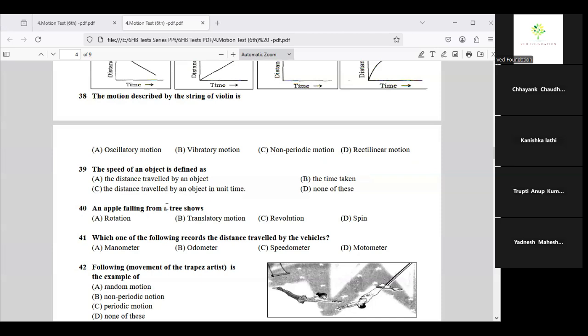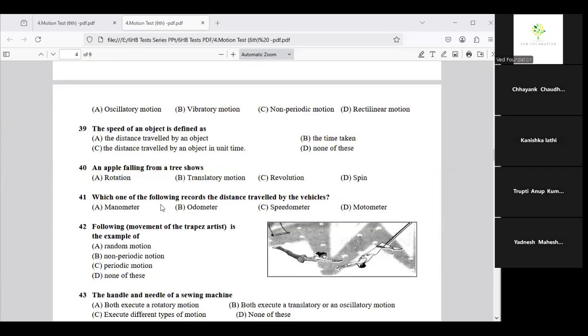40. An apple falling from a tree shows. Options are rotation, translatory motion, revolutionary motion, and spin. And correct answer is B, translatory motion. The motion of an apple falling from tree is rectilinear motion, and rectilinear motion is a type of translatory motion. So correct answer is option B.